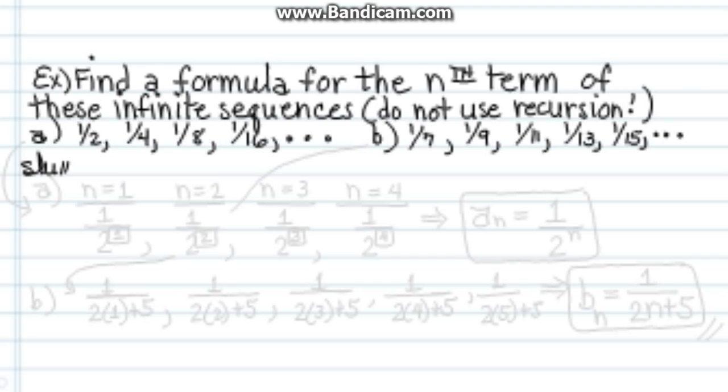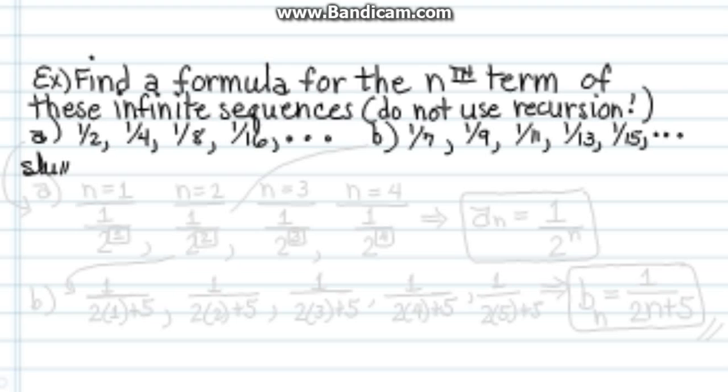Now you recall a recursion formula is a formula for the nth term, a sub n, that depends upon terms that came earlier. So on this one, we cannot have it depend on an earlier term. It can only depend on the index n. Let's look at part A.